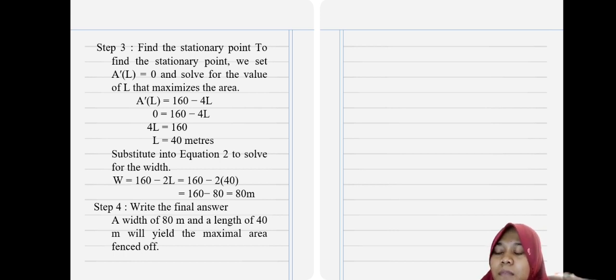Substitute into equation 2 to solve for the width. Width equals 160 minus 2 length, equals 160 minus 2 multiplied by 40, equals 160 minus 80, equals 80 meters. Step 4. Write the final answer. A width of 80 meters and a length of 40 meters will yield the maximal area fenced off.